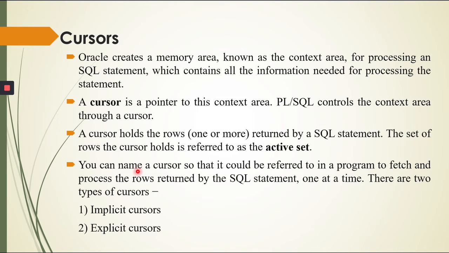You can name a cursor so that it can be referred to in the program to fetch and process the rows returned by the SQL statement. So we can give a name to the cursor, one at a time. There are two types of cursor. First is implicit cursor and second is explicit cursor. Today in this lecture we will see implicit cursor.